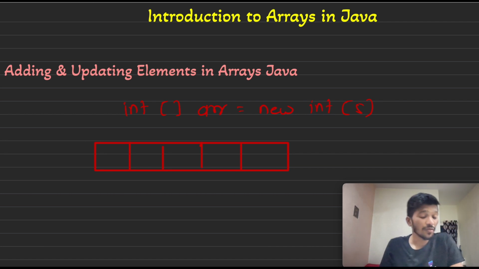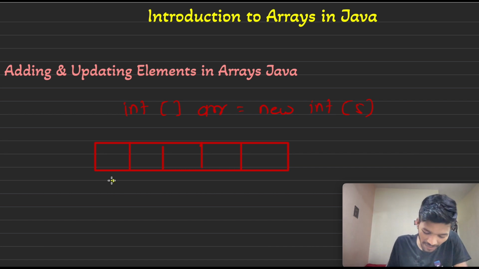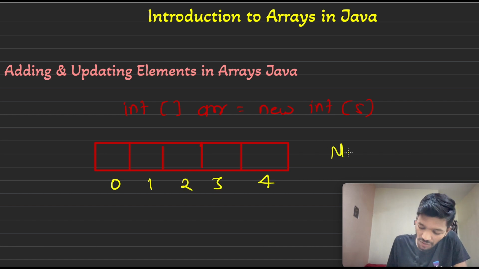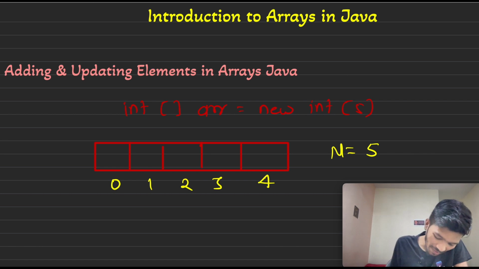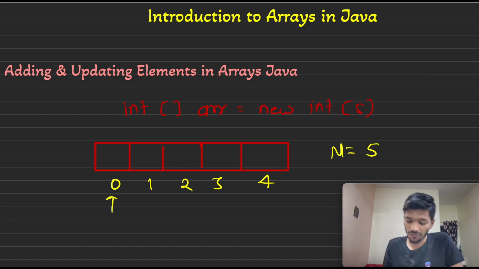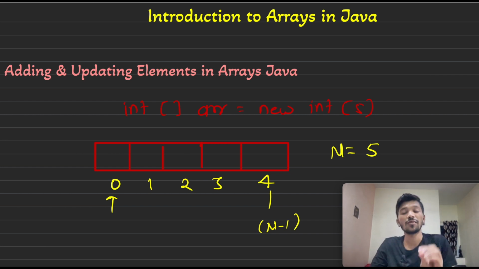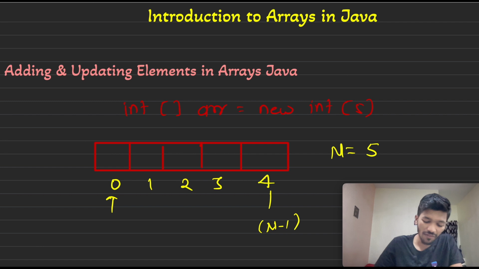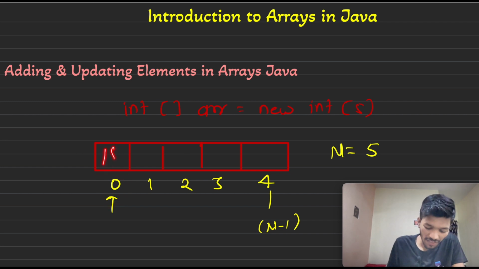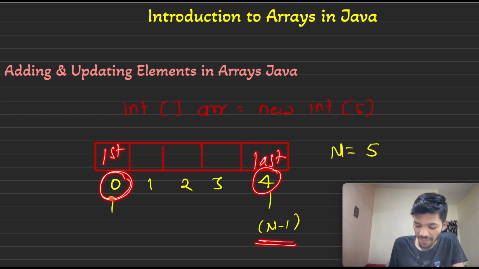Now see, one of the most important points to note here is that the array always starts with index 0. What I mean is my first element will always be present at index 0, then 1, 2, 3 and 4. My total size of the array is 5, and if my first element is present at index 0, then my last element will be present at index n minus 1, which is nothing but size minus 1.